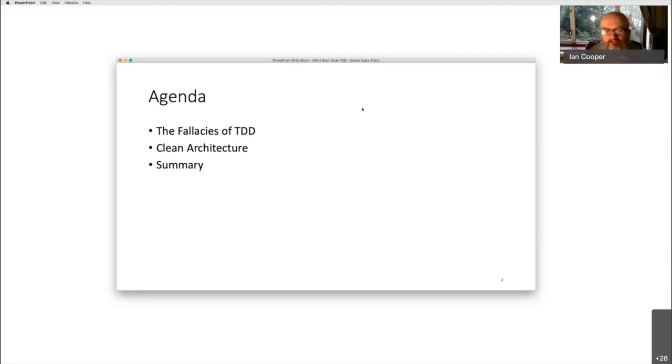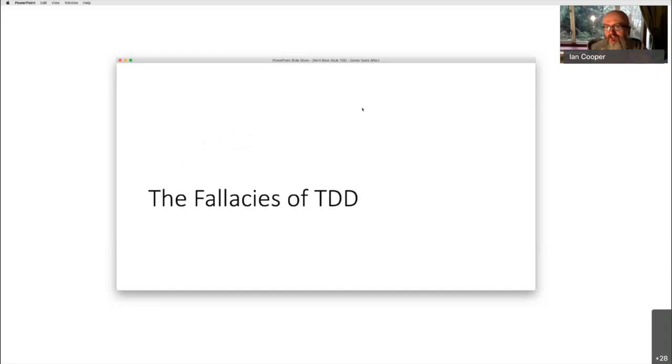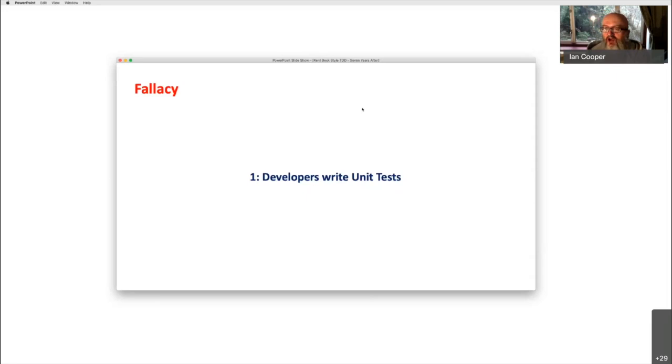All right. So what do I think some of the key fallacies are that we still propagate in the industry? This, to me, is the biggest one: this idea that developers write unit tests. Nothing could be further from the truth if we're doing TDD.